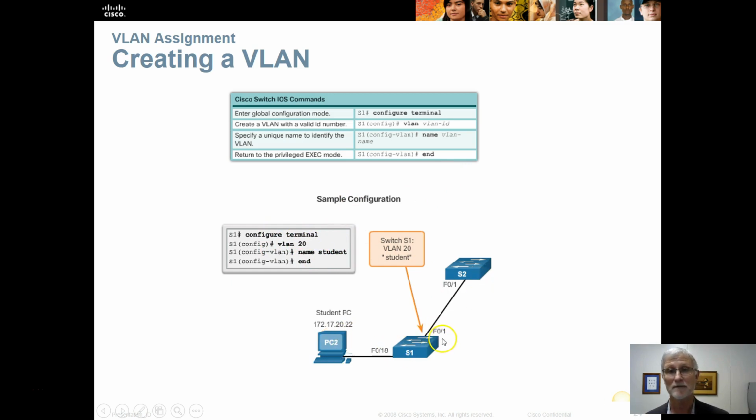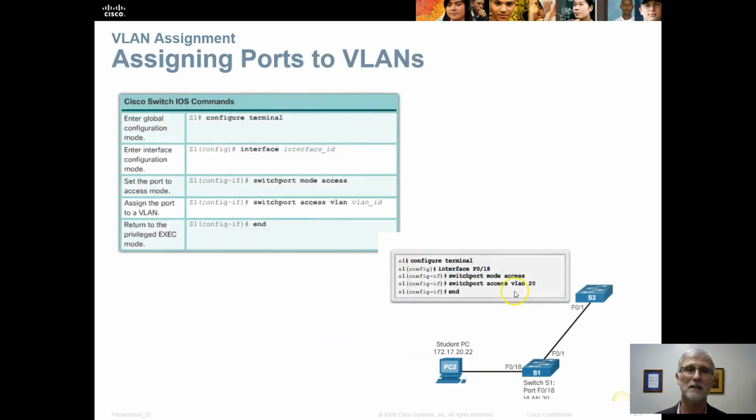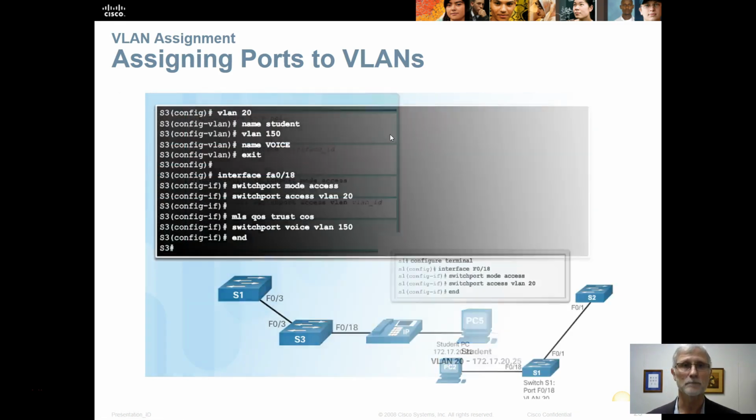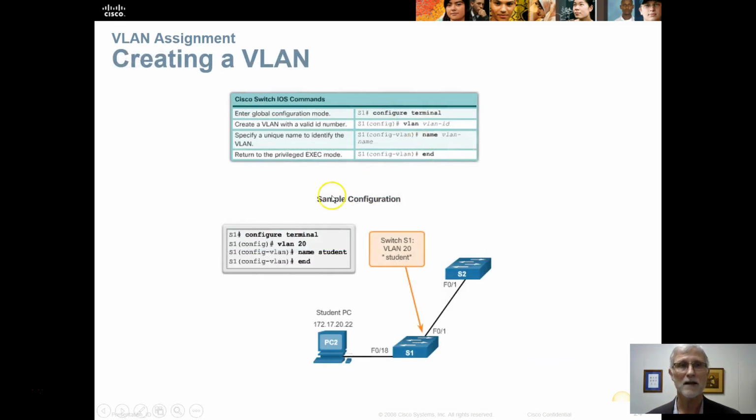That now means anything on that port belongs to that VLAN, and if there are no other VLANs on any other ports, that's the only device that can talk to it. Now, how do I assign ports to VLANs? First, I had to create the VLAN, and make sure the VLAN had a name. You didn't see anything about assigning it to an interface. You just gave it a name and some general information.